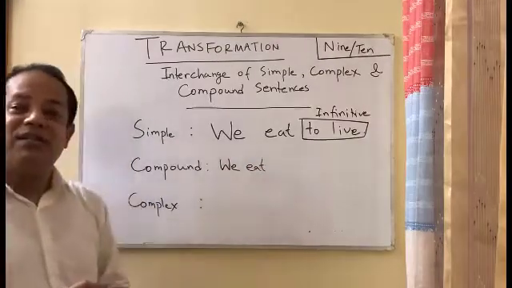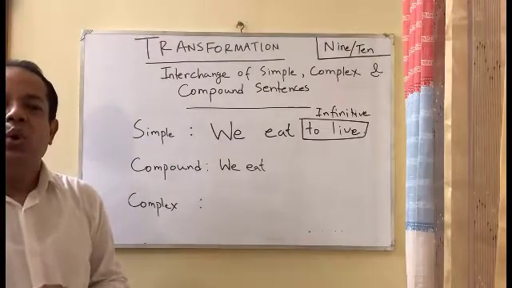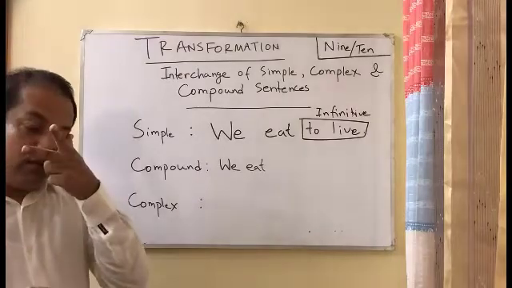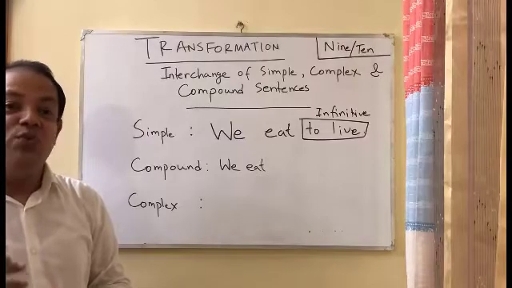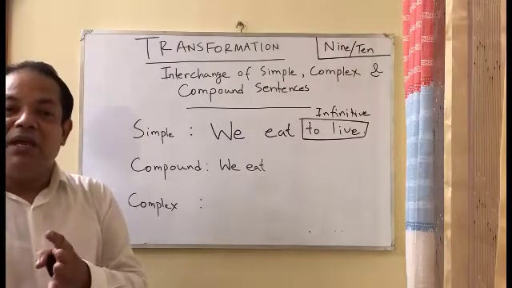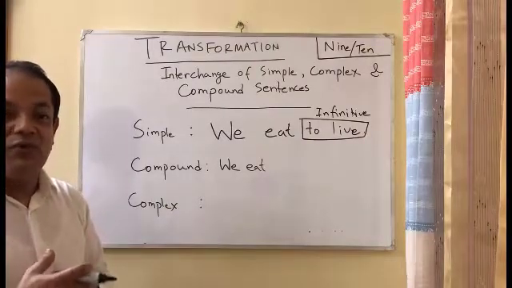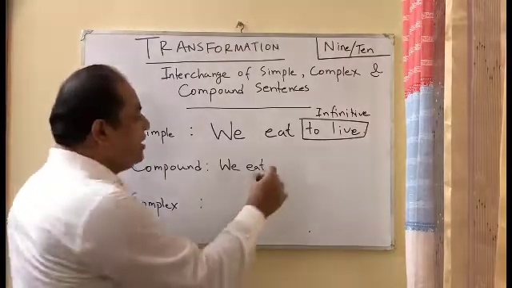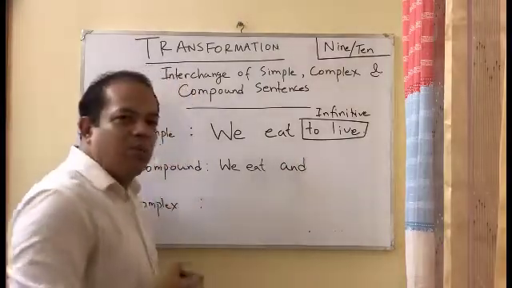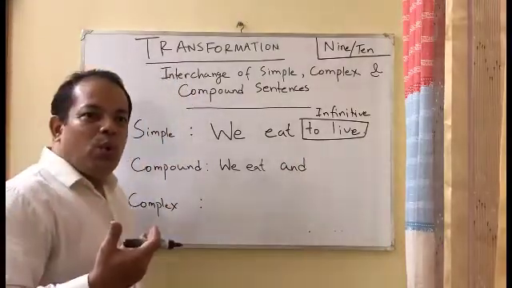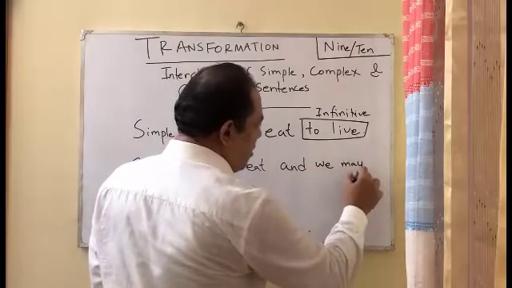Now we will go for what? We will go for fanboys. That means now we will use a coordinating conjunction. Fanboys: any one of the coordinating conjunctions keeping resemblance with your sentence or clauses. You will have to connect two clauses now. So we eat, we can write here: and. We eat and we may live.